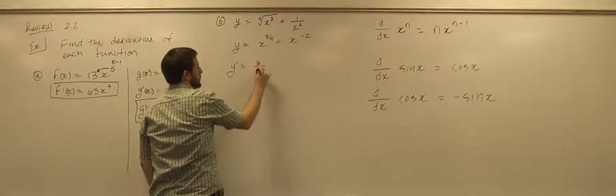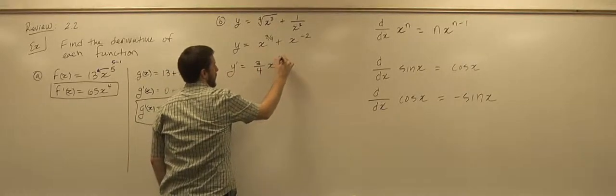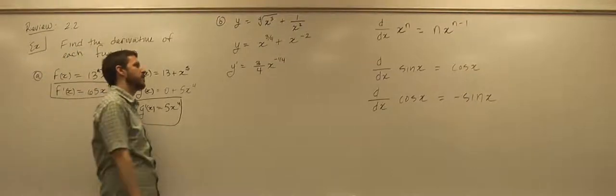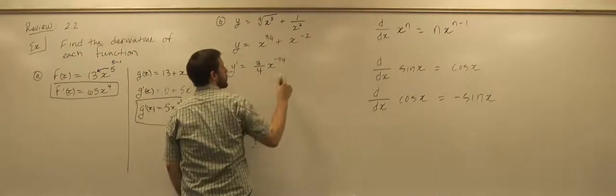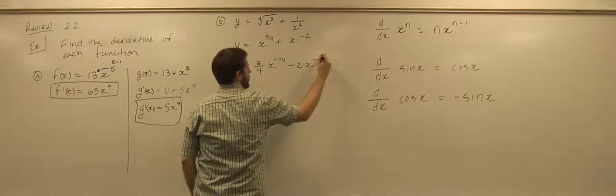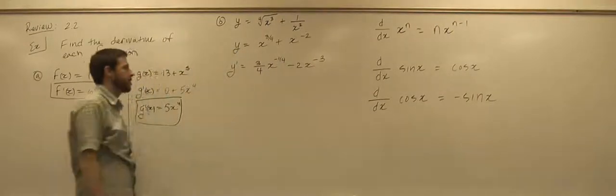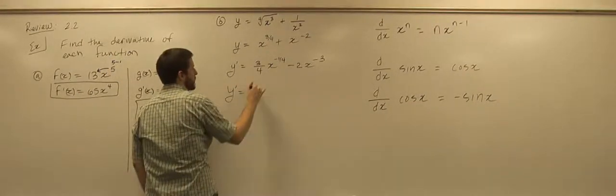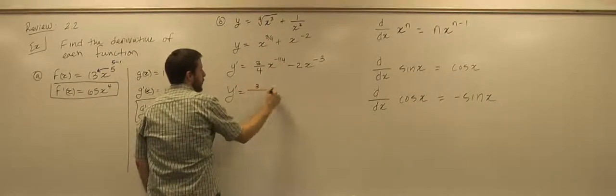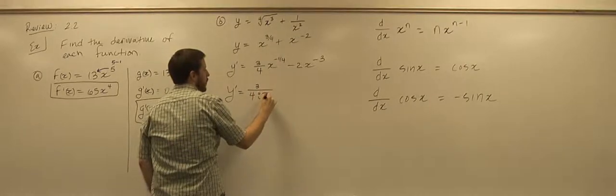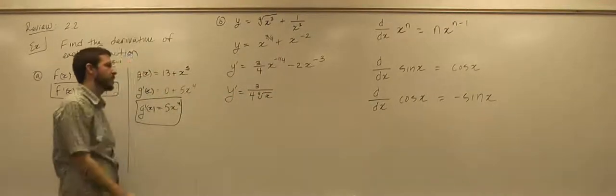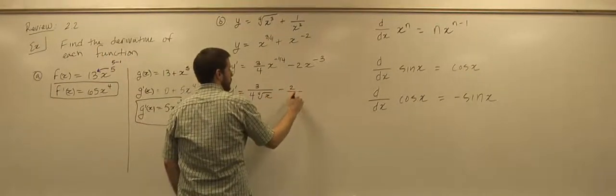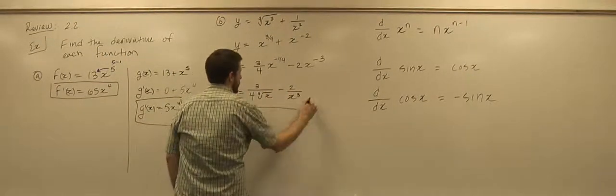So the 3/4 comes down, and you subtract 1 from the power. 3/4 minus 1 is -1/4. What about this guy? Minus 2, x to the -3. I particularly like negative exponents, so I bring this guy down. 3 over 4, 4th root of x, right? x to the 1/4 is the 4th root of x, but it's in the bottom now. Minus 2 over x cubed. There's one.